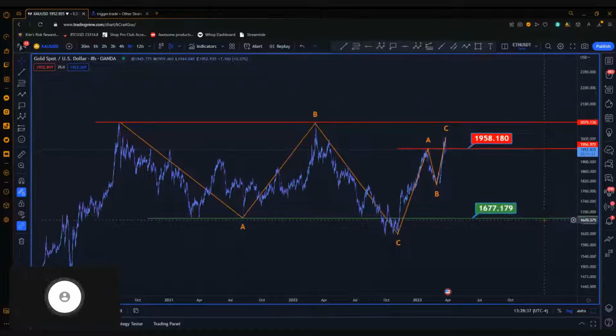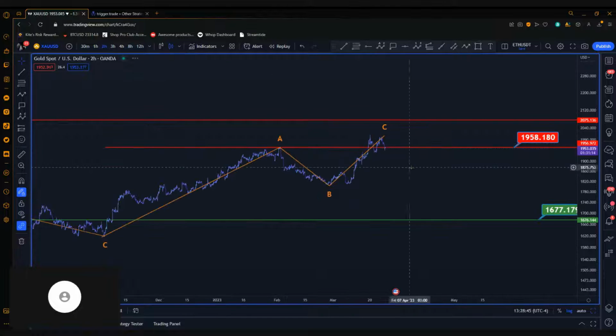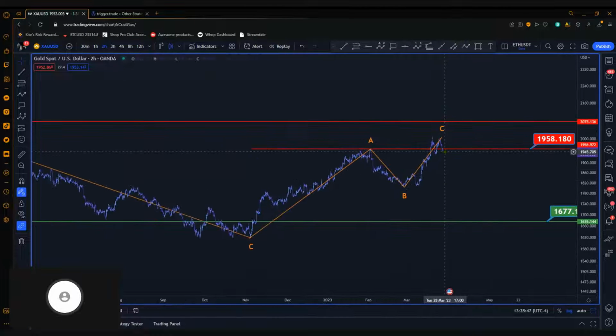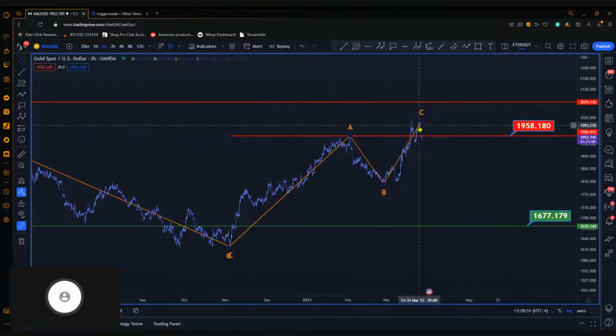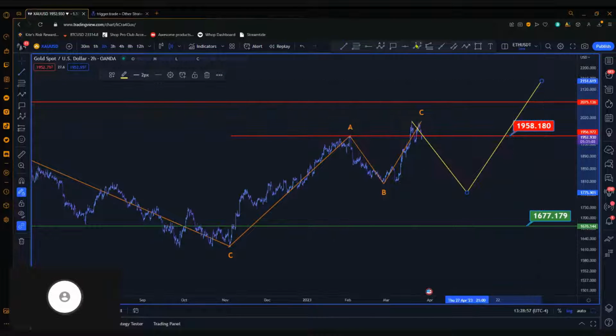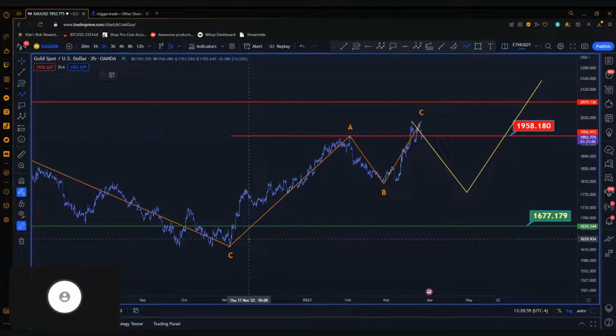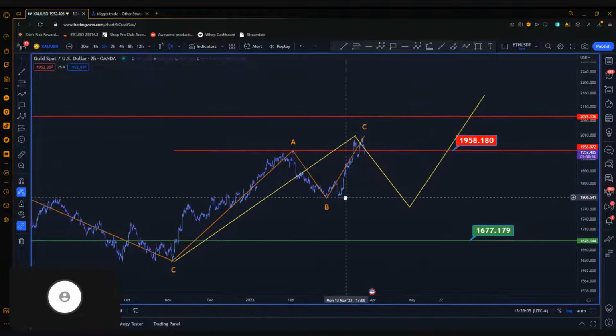All right, so for gold, we had a very large macro ABC. We maintained above that pivot, made a push to the upside. Now, ultimately, two main scenarios. We could reverse off of here to put in at least a larger pullback, if not a much larger potential reversal. And this becomes part of a larger ABC like I just drew here. That's only if we maintain below that 1958.